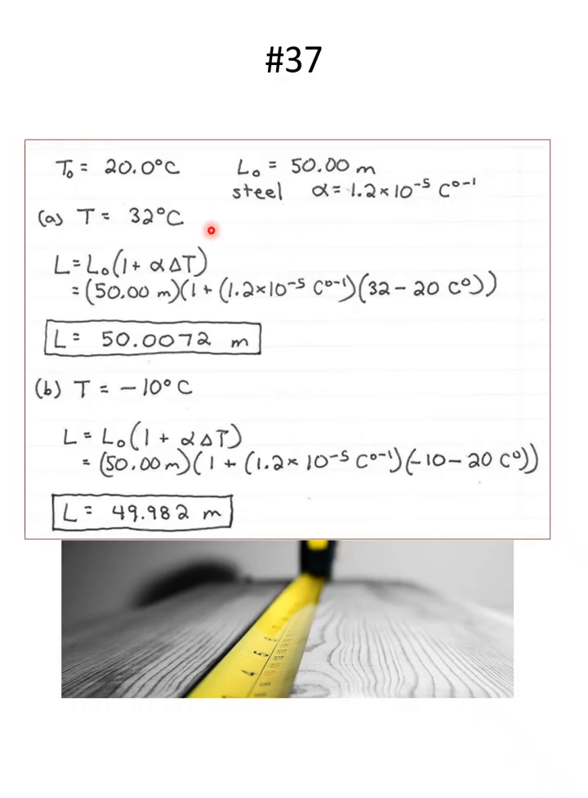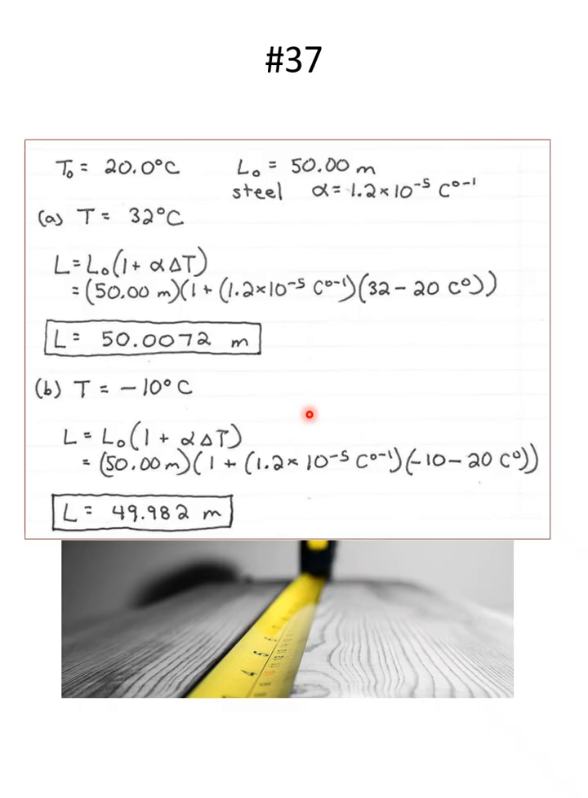We're going to start with a day that is 32 degrees Celsius. So the new length is old length times 1 plus alpha delta T. We'll plug in all the values. Here's the alpha for steel, 1.2 times 10 to the negative 5. Change in temperature is final minus initial, so 32 minus 20. And we get 50.0072 meters. So this 50-meter long tape on a hot day has actually expanded by 7 millimeters.